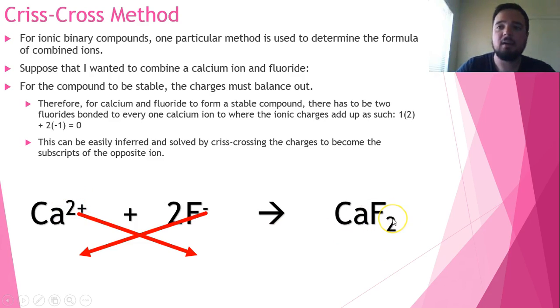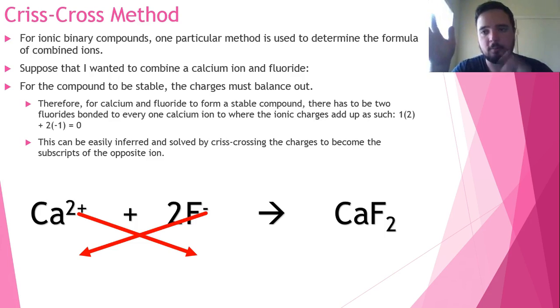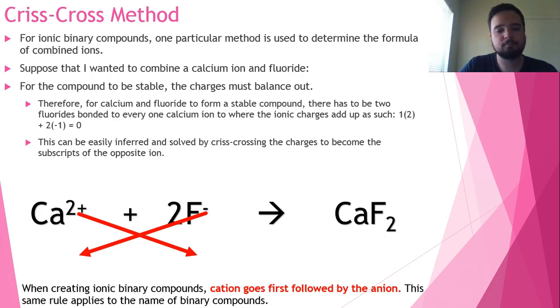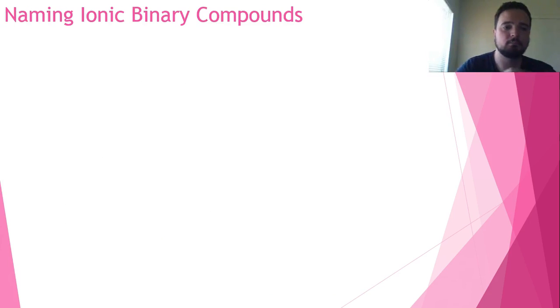If the charges are the same, if you have a 2+ and a 2-, you don't have to do the crisscross method. You can just put them together and it's 1 of each, because you only need 1 ion of each to cancel out the charge. It's when you need more than 1 ion that you have to use the crisscross method. So when it comes to creating the formula for binary compounds, the cation always goes first, and then the anion. And that follows the nomenclature of naming these compounds too.